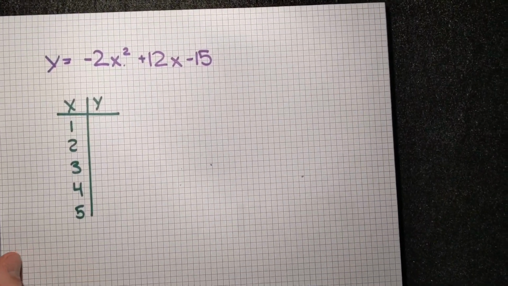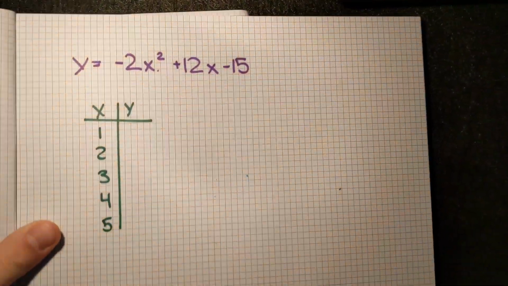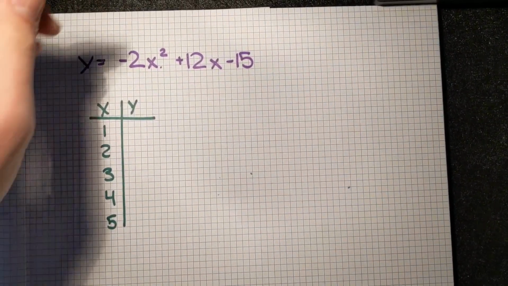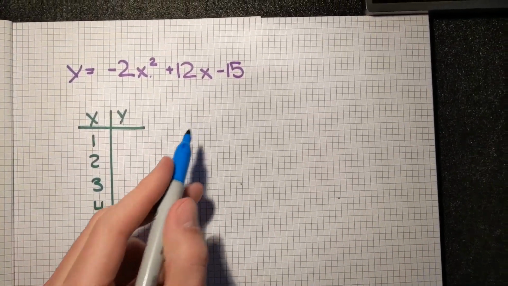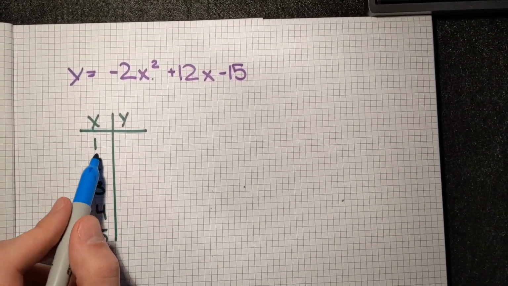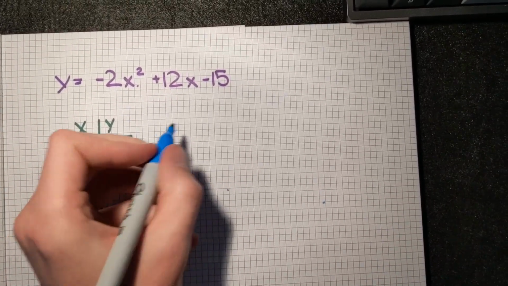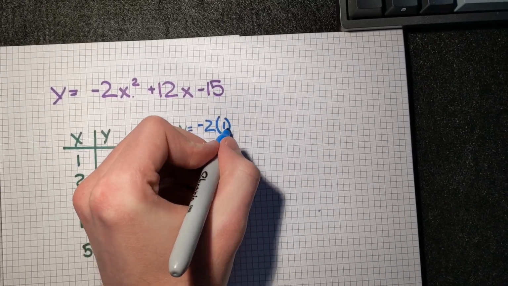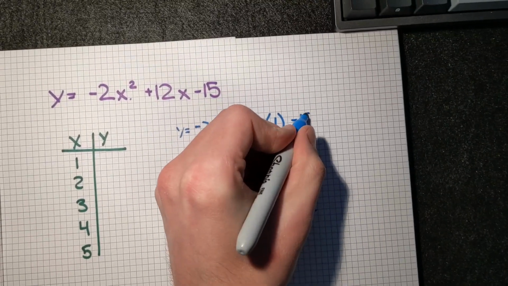So our other example, of course, has to be a little bit more complicated, but our other example is going to be -2x squared plus 12x minus 15. So this one is obviously going to take a little bit more room, but we're going to use the numbers 1, 2, 3, 4, and 5. Let's start with the number 1. So y equals -2 times 1 squared plus 12 times 1 minus 15.